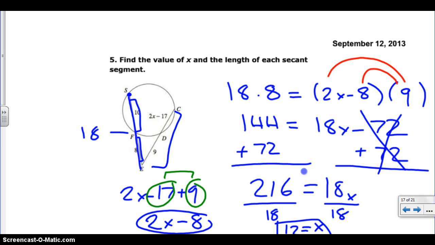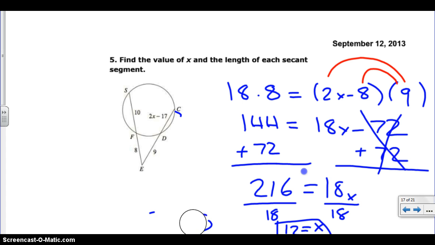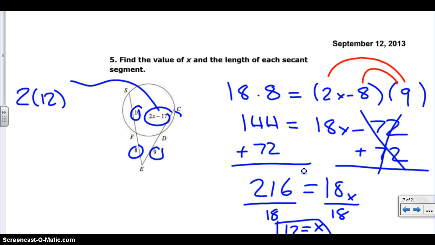So now we have that length of 12, and now we can actually find the length of each of the secant segments. We'll show them really quick. Because you look at secant SE, it's already done for you, right? The SF is 10, the FE is 8. So those are done. What you're really looking for here is the CD. So we're going to plug in 12 for x. So 2 times 12 minus 17. That's 24 minus 17 gives you 7. And that's as hard as they're going to get, folks. So I hope you're good with secants.